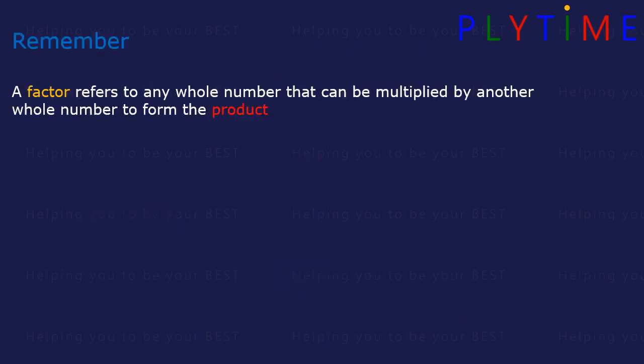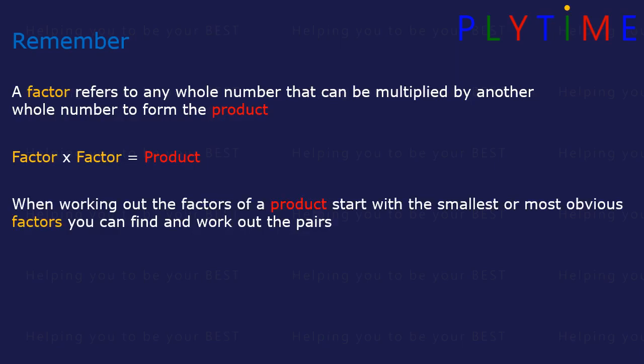Remember, a factor refers to any whole number that can be multiplied by another whole number to form the product. So factor times factor equals product. When working out the factors of a product, start with the smallest or most obvious factors you can find and work out the pairs. 1 is a factor of all whole numbers.